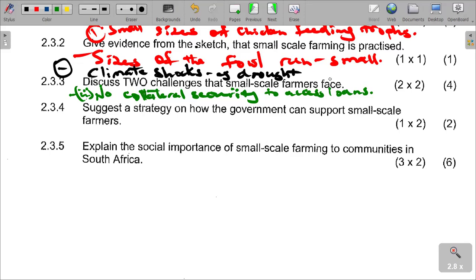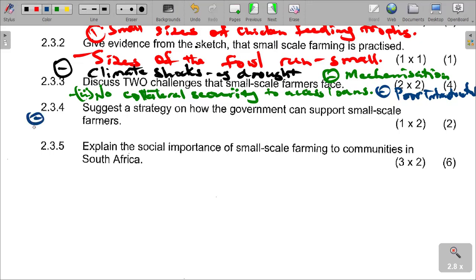We talk about mechanization, which is also a problem. They don't have enough machines. We can also talk about poor infrastructure in their farms. Poor infrastructure affects their businesses.